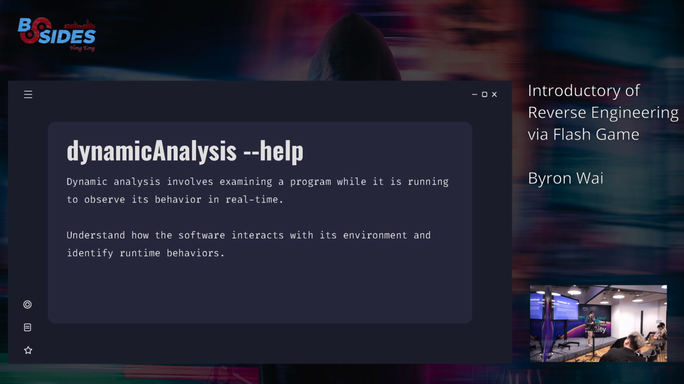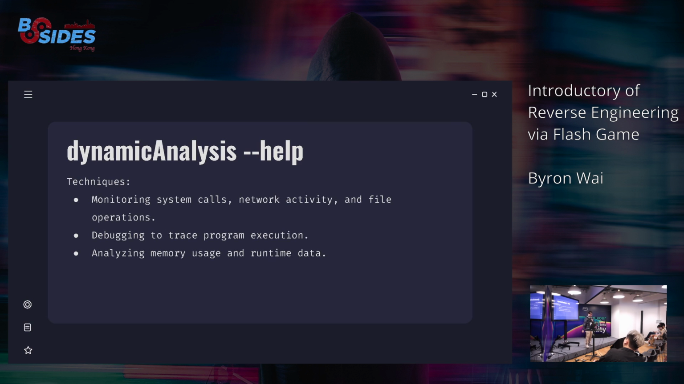Okay, dynamic analysis involves examining a program while it is running to observe its behavior. So in real life, we will set breakpoints. We will observe how functions are executed. We will have flowcharts and try to make some weird condition and see, hey, this should be executed in path A. How can I make the program execute in path B? This kind of stuff. So for dynamic analysis, we can know how the software interacts with its environment and how the game behaves.